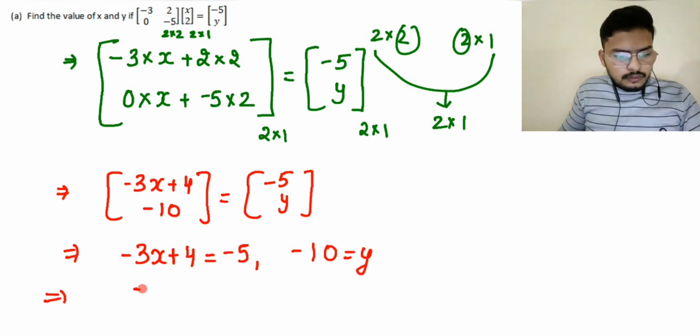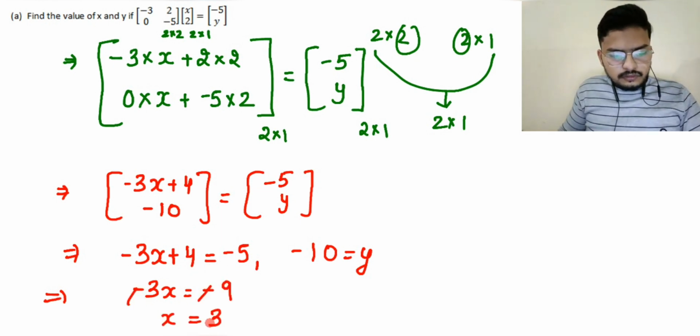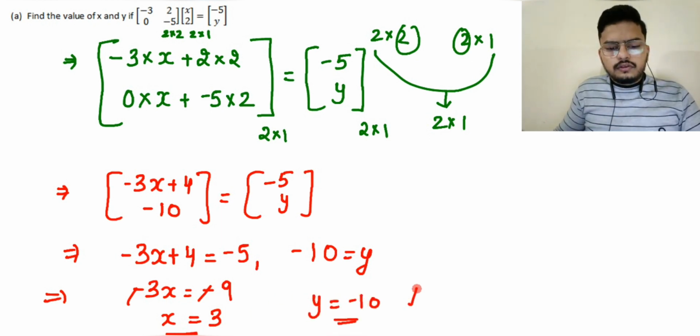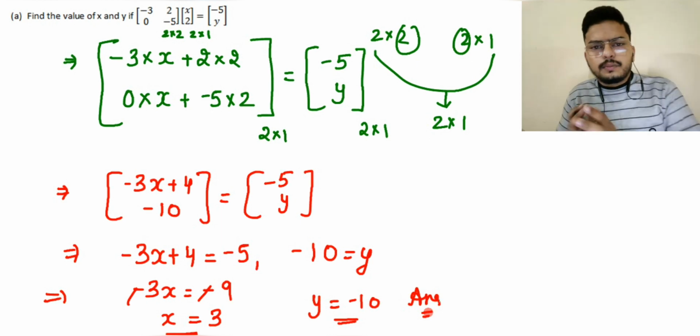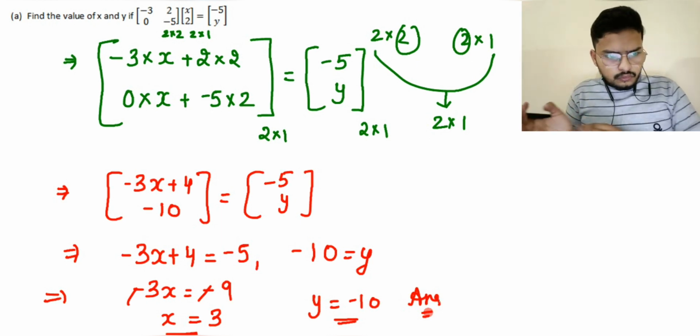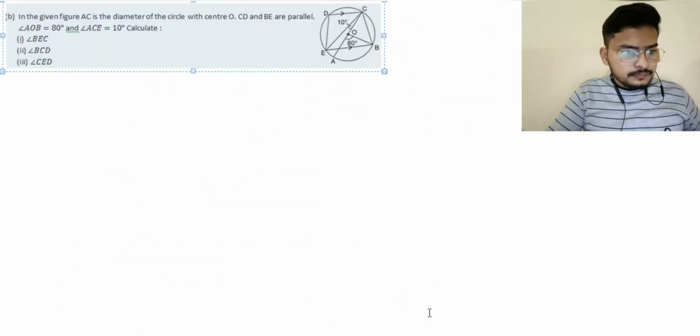So minus 3x is equal to minus 9, minus minus cancel, so x is 3, so the x value is 3 and the y value is minus 9. So this is your answer. That is an easy question in this particular paper, right? Okay, now look at the next one.